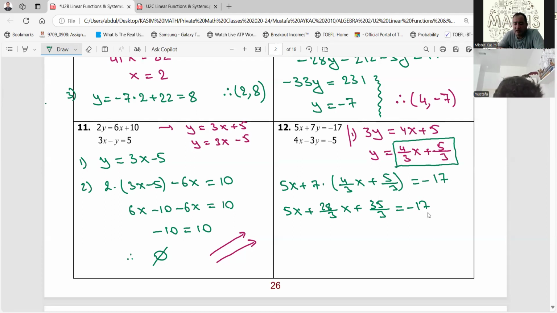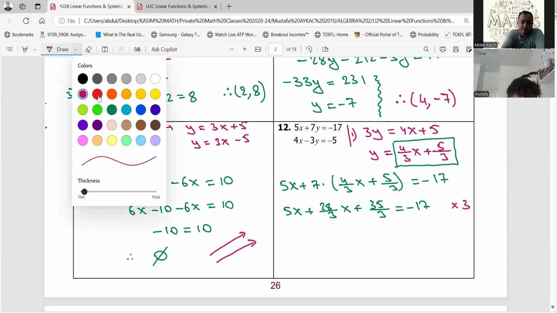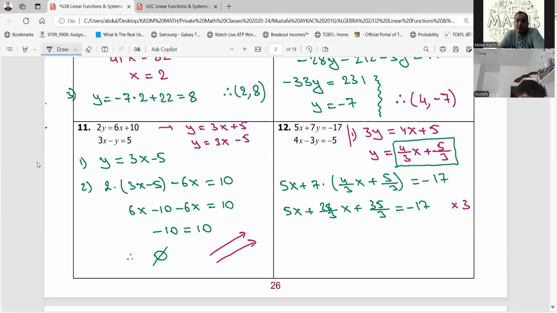Now, I don't want to deal with fractions. In the denominator, I have 3. So I'm going to multiply both sides by 3 to simplify the equation. I'm using the property of multiplication. If you multiply both sides by the same number, nothing changes. 3 times 5x, 15x. 3 times 28 over 3, that is 28x. 3 times 35 over 3, that is 35. 3 times -17, -51.